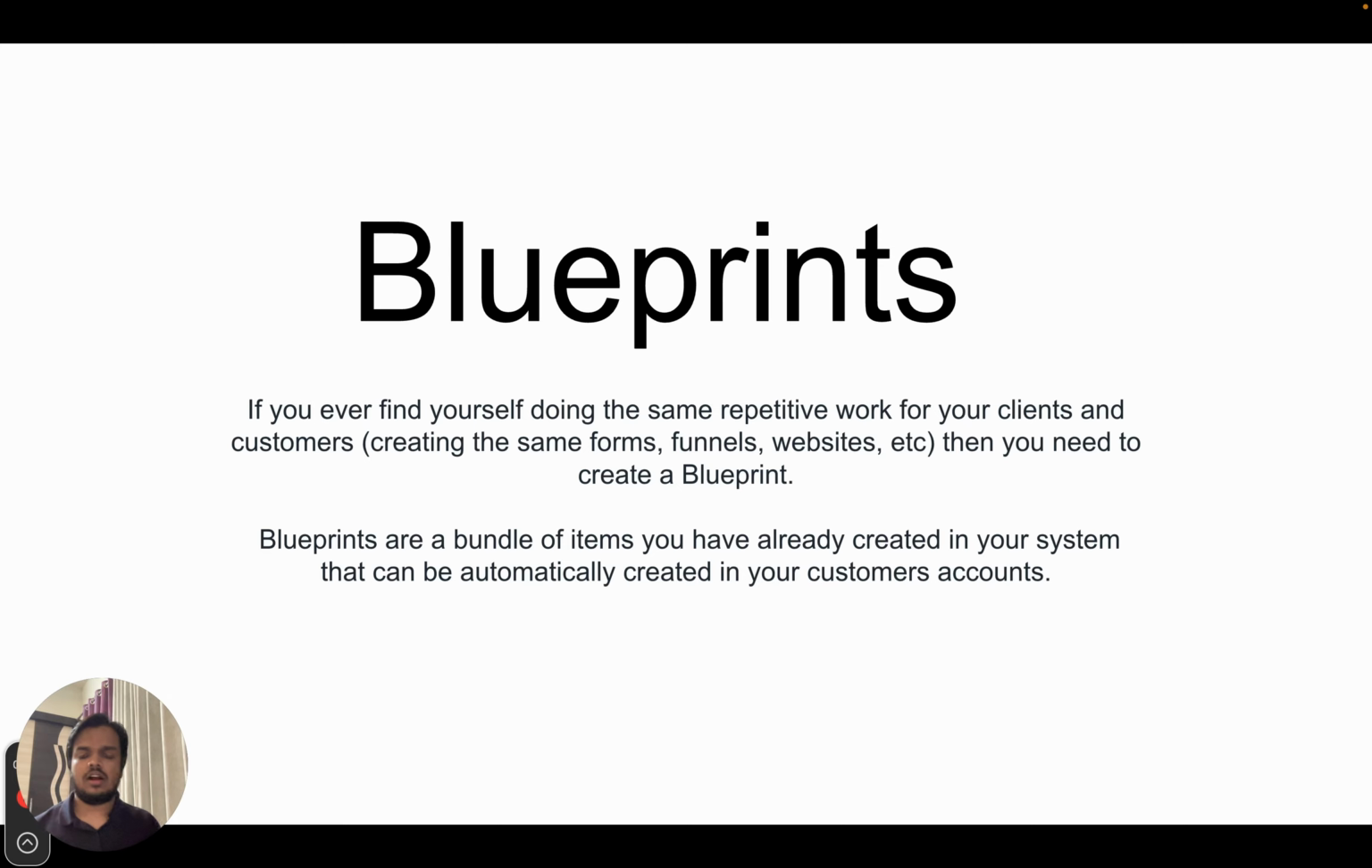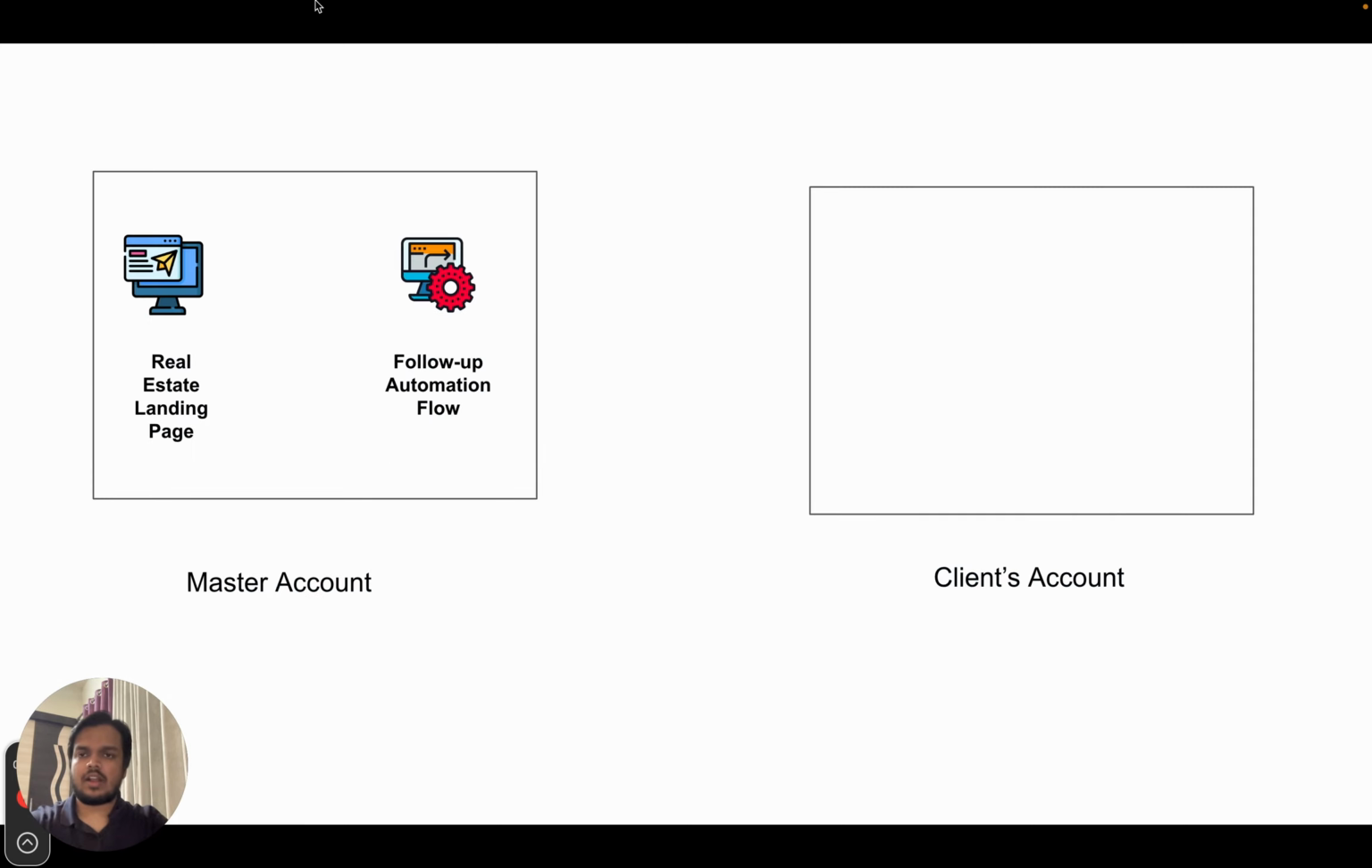So let me just visually show you what I mean by this. Let's say this is your account. This is the master account that you own, and you have created a real estate landing page, which means you have created a landing page for a real estate company, and you've set up an automation, which could be an email follow-up or an SMS follow-up. So if you've created an automation for that industry, right? So you have these two things ready.